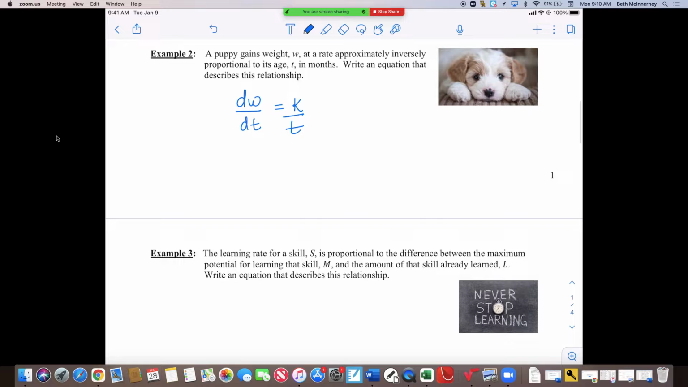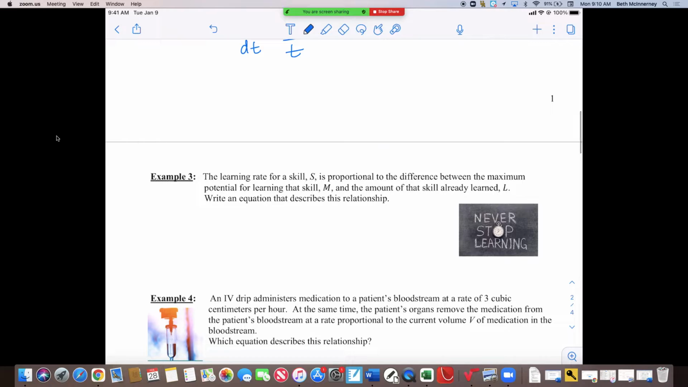All right, example 3. The learning rate for a skill S is proportional to the difference between the maximum potential for learning that skill, capital M, and the amount of that skill already learned, L. We want to write an equation that describes this relationship. So it's the learning rate. So I'm going to do dS/dt. And it is proportional, so it's not saying inversely, so that's automatically directly proportional to the difference between the M minus the L.